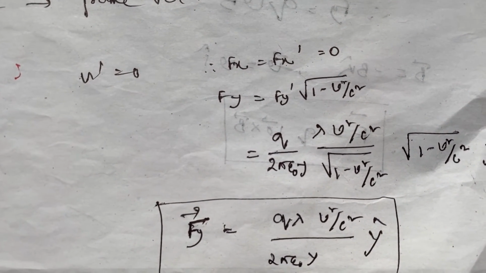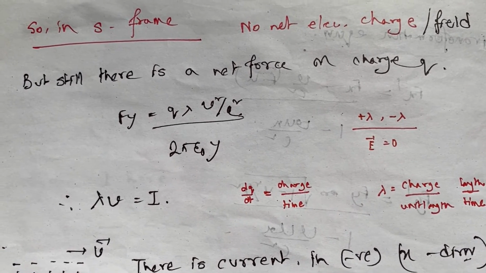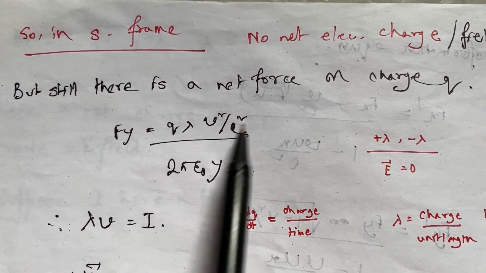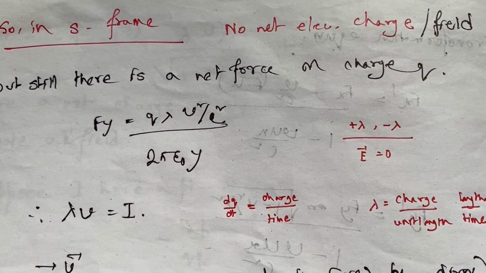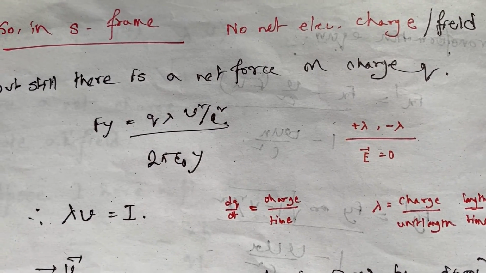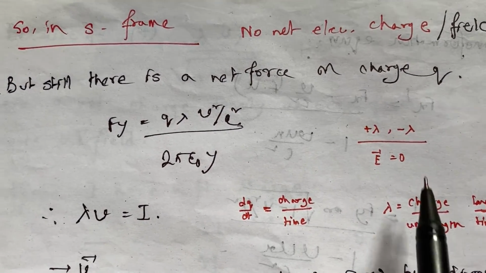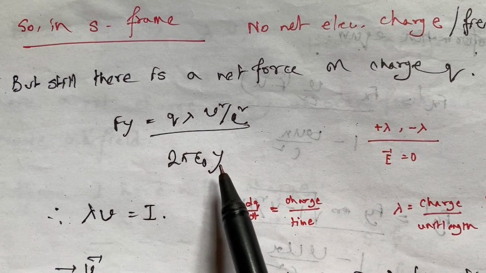What a wonderful consequence of the special theory of relativity we have seen here. We have seen that in the S frame there is no net electric charge, hence there is no net electric field. If there is no electric field, who will be there to push a charge small q? But still, there is a net force on charge q, and that is a consequence of the special theory of relativity.